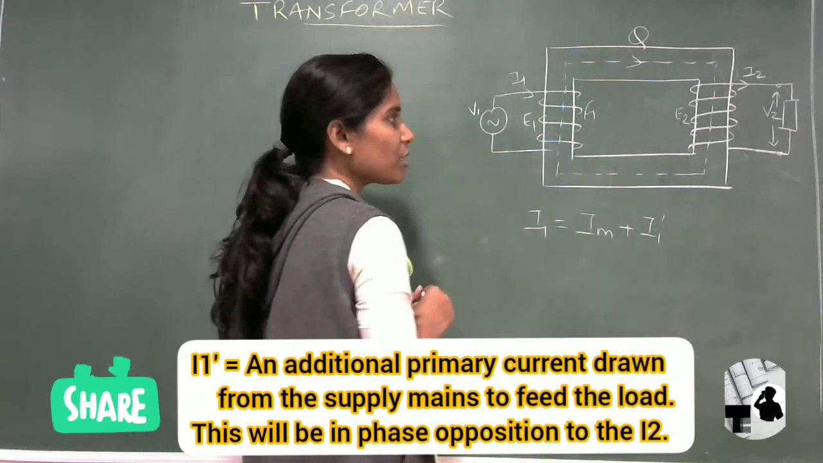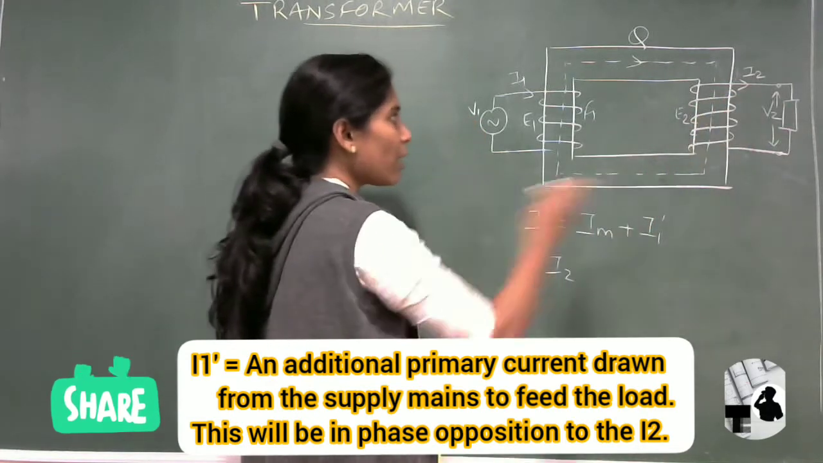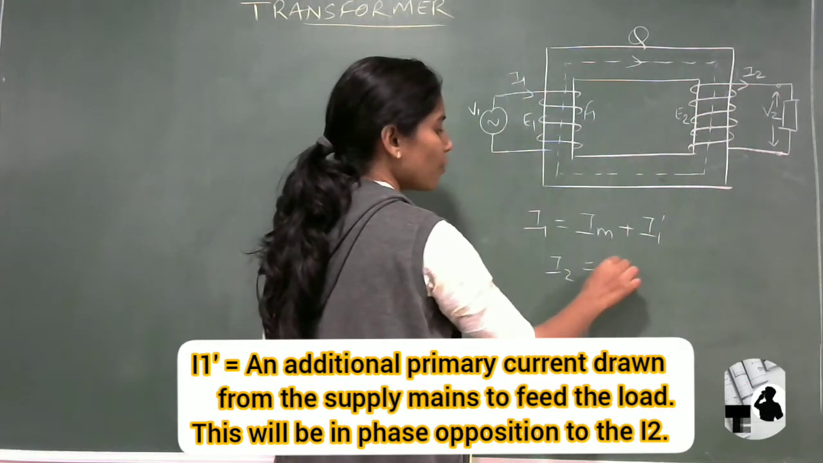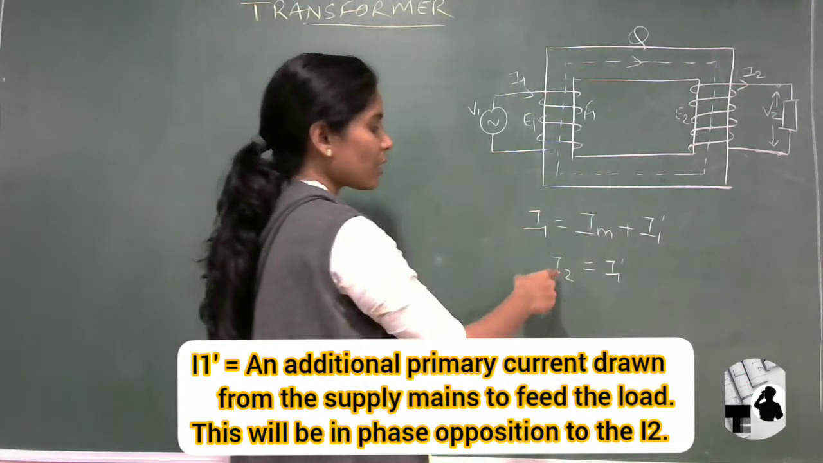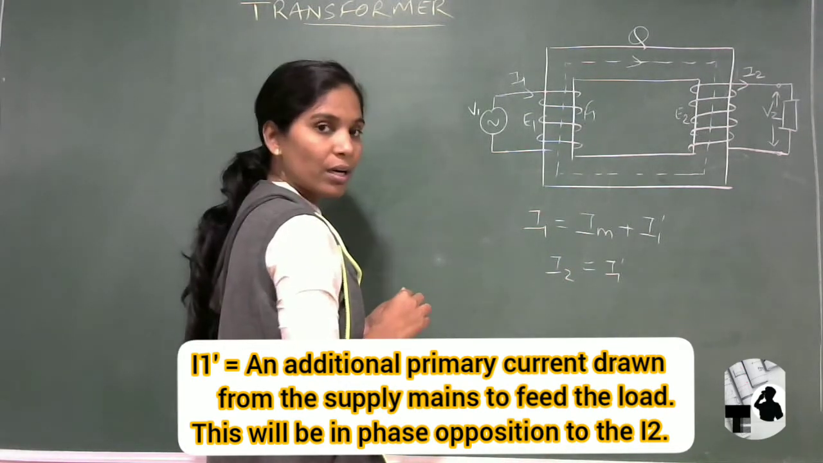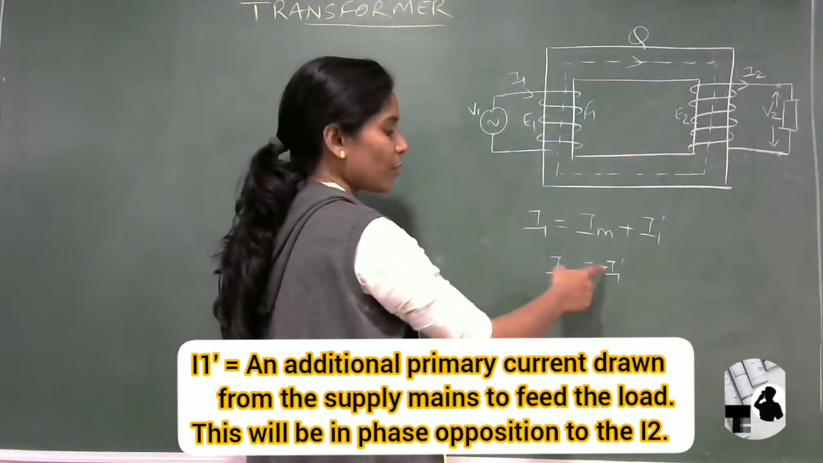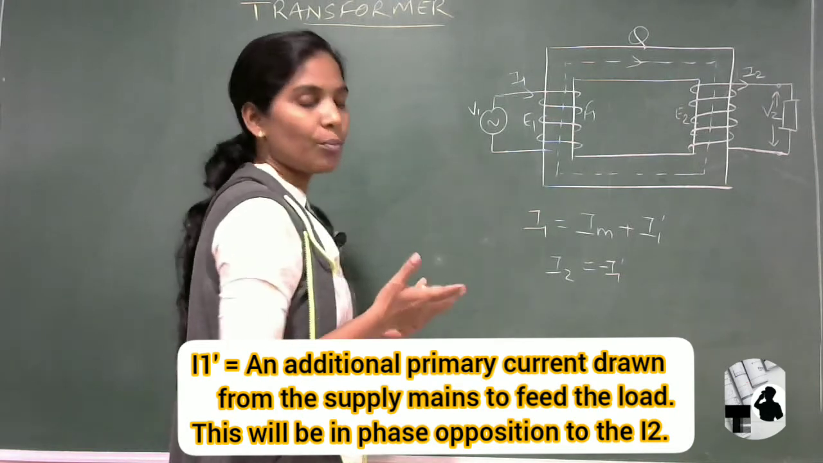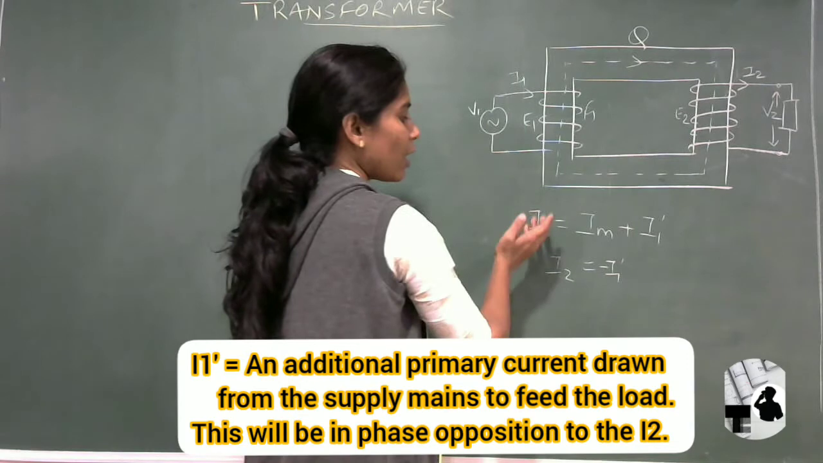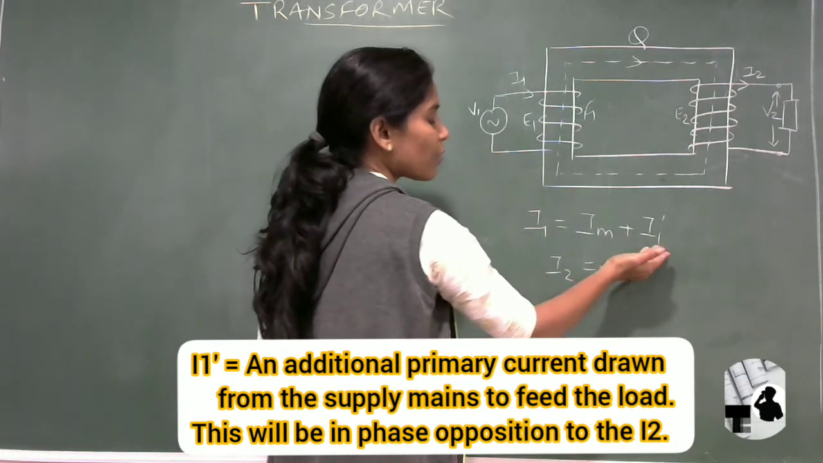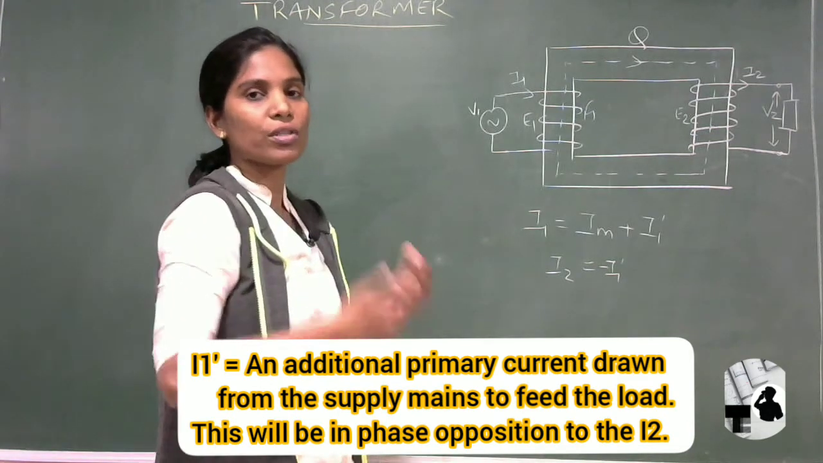Here the current I2 that we get is due to I1 dash, whatever extra current we are giving. So we can say that I2 will be equal to I1 dash, or rather it will oppose I1 dash, so I2 will be equal to minus I1 dash. Why minus? Again, Lenz's law. I2 we are getting because of I1, and the part of I1 we utilize for I2 is I1 dash. So again there will be a negative nature because of the opposition. It will oppose its own cause.